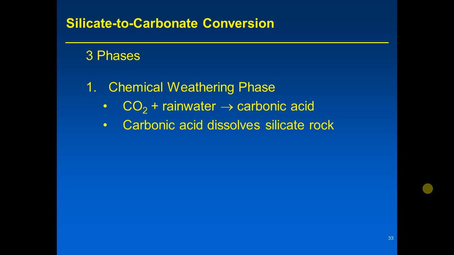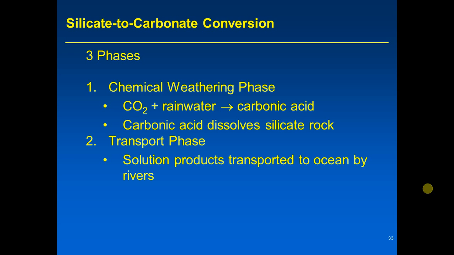Okay, second phase of the silicate to carbonate conversion process is transport. So what happens is that solution that's formed as the carbonic acid dissolves the silicate rock is then transported to the ocean by rivers, right? So rivers basically flow into the ocean, okay? So the silicate rock gets weathered away by the carbonic acid, and that solution is taken into the ocean by rivers. It flows in the rivers into the ocean.